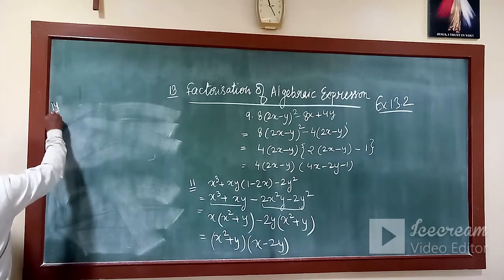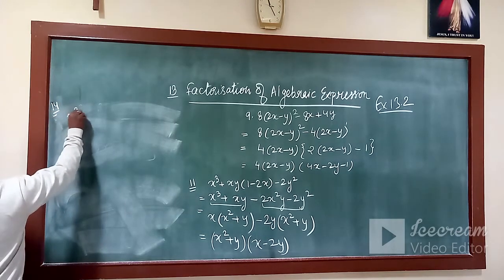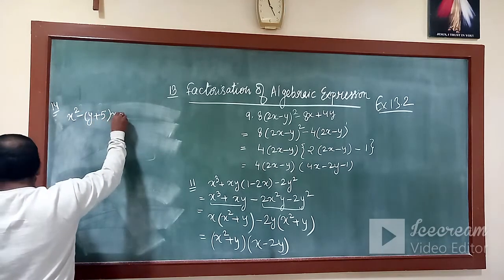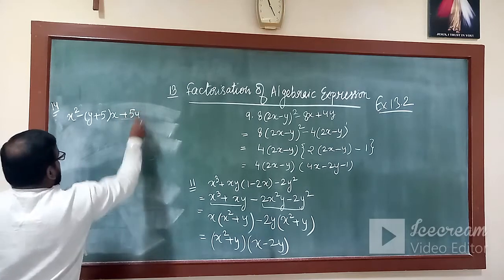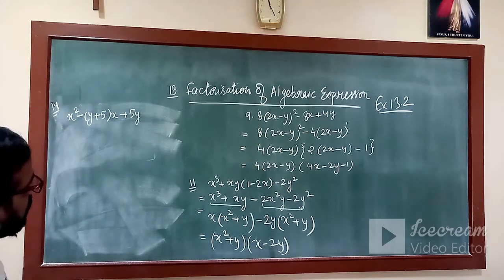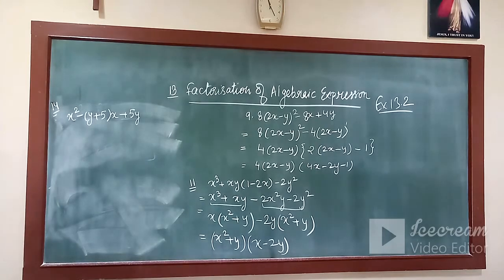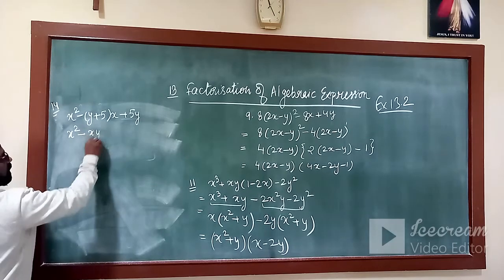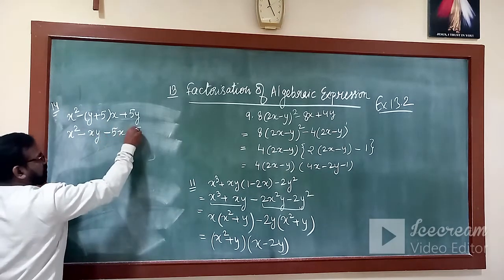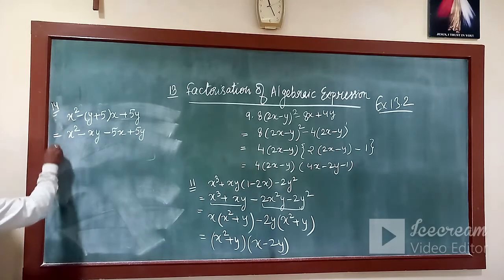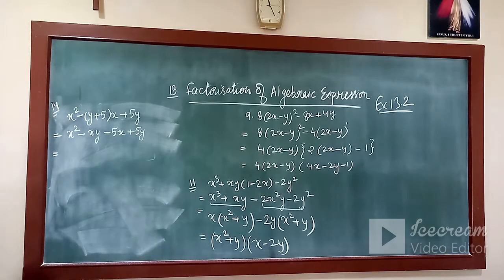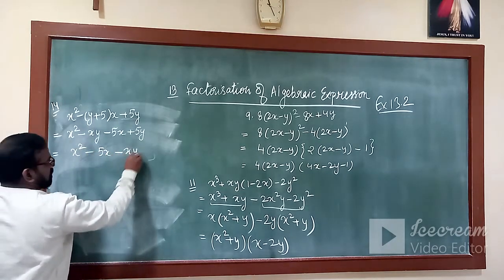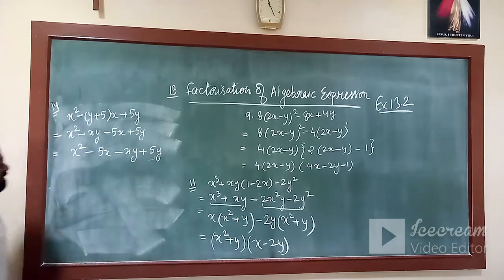Let's see question number 14. X square minus y plus 5 into x plus 5y. Okay. So again we have to solve the bracket. X square minus xy minus 5x plus 5y. Okay, let's solve this question by shuffling the terms. So I will write minus 5x here, and let's see if we can factorize it or not.